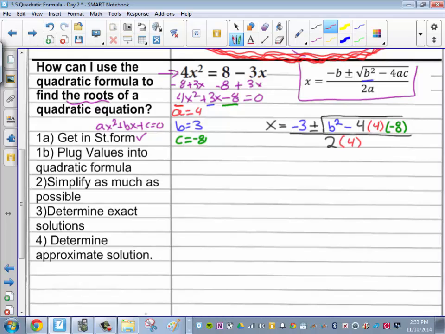Okay, so did we complete part 1b, plug values in the quadratic formula? You bet we did. Next step, simplify as much as possible. This is what you want to do to simplify it. I like to simplify the bottom, and I like to simplify what's underneath the square root. And once I simplify what's underneath, I like to see, can I take the square root of that? If I can, I do that too. So let's start by simplifying the bottom and the inside.